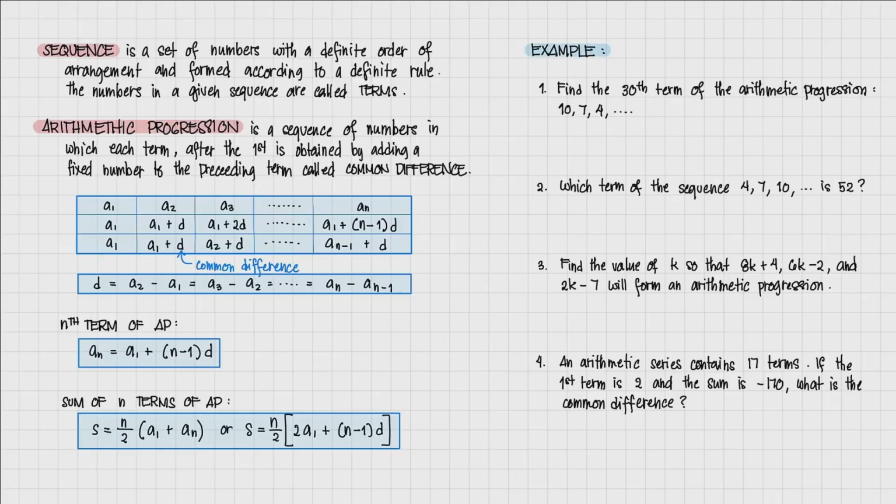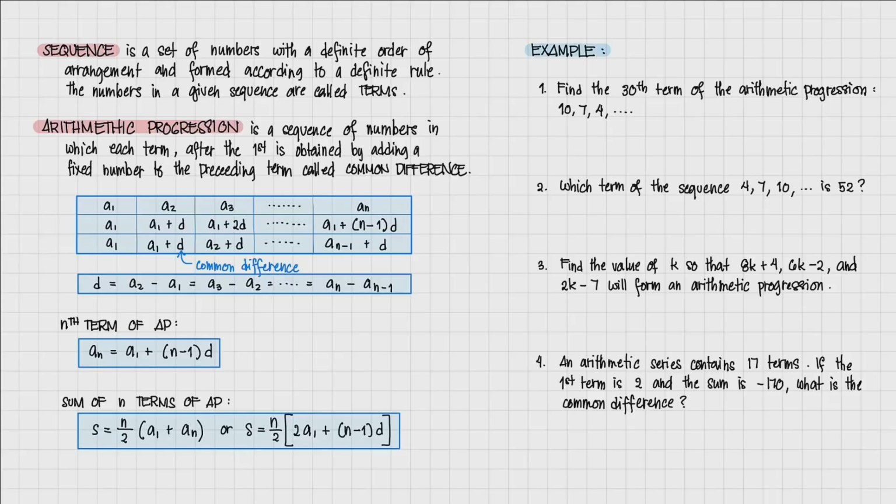So a sequence is a set of numbers with a definite order of arrangement and formed according to a definite rule. The numbers in a given sequence are called terms. So basically, these are a set of numbers with a definite order with some sort of pattern going on.